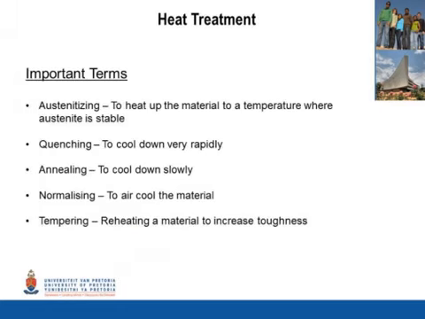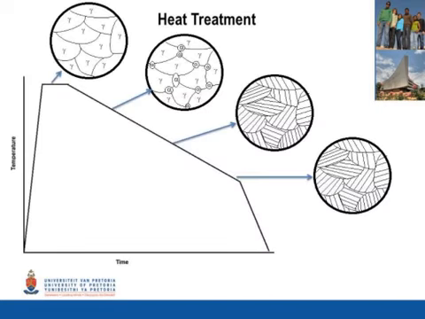Some important terms to be aware of during the practical can be seen on the screen now. For a hypoeutectoid carbon steel, the following will be true. If the material is austenitized and then annealed, the following microstructure will be seen. The material will become entirely austenite, and when cooled down slowly, alpha ferrite will start to form and grow in size until the temperature becomes so low that the austenite is no longer stable. At this point, the material will transform to a combination of alpha ferrite and cementite, which is known as pearlite.